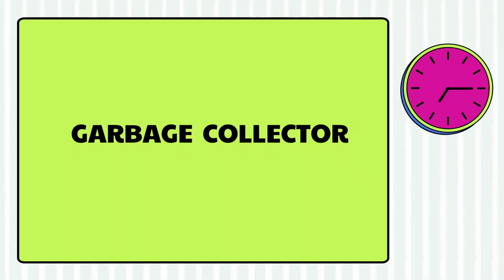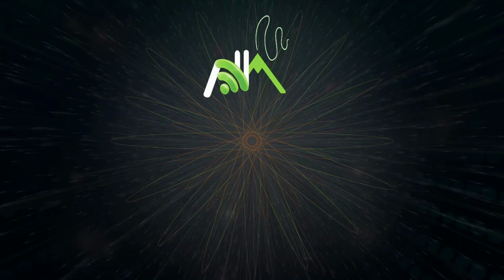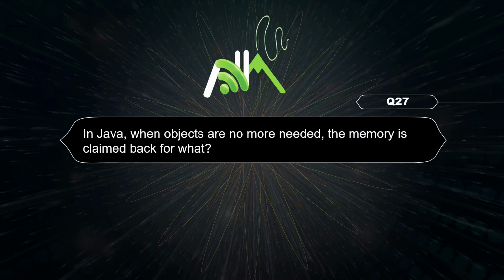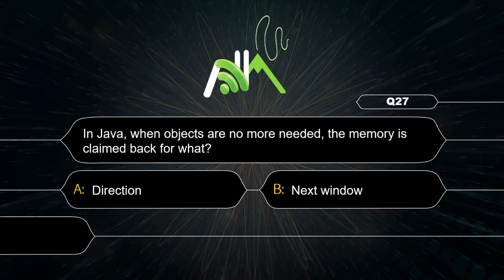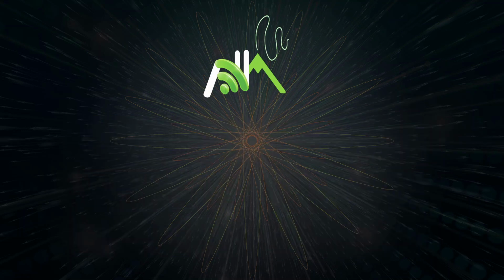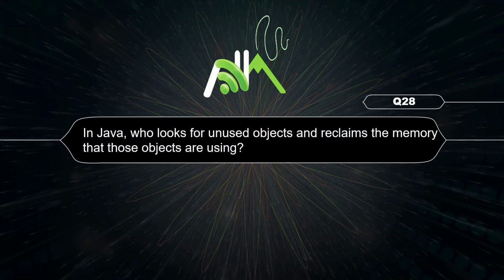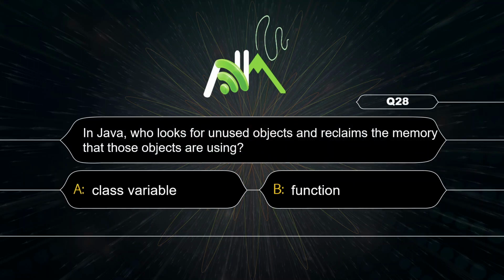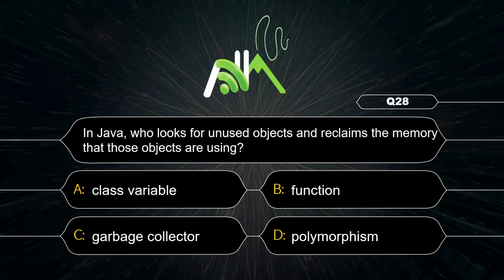Garbage collector. It automatically reclaims and releases memory for unused objects. When objects are no more needed, the memory is claimed back for what? For reuse. Option C. In Java, who looks for unused objects and reclaims the memory that those objects are using? So the correct answer is garbage collector. Option C.